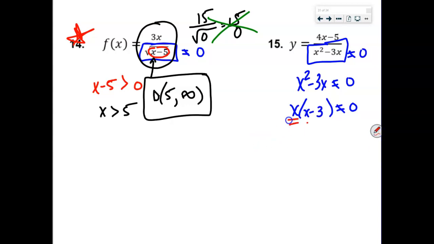So tell me your 2 solutions that x cannot be. 0, there we go. And x can't be 3. So for your domain, you're supposed to tell me every single thing on the planet that's real, but not 0 and not 3. Who's that?